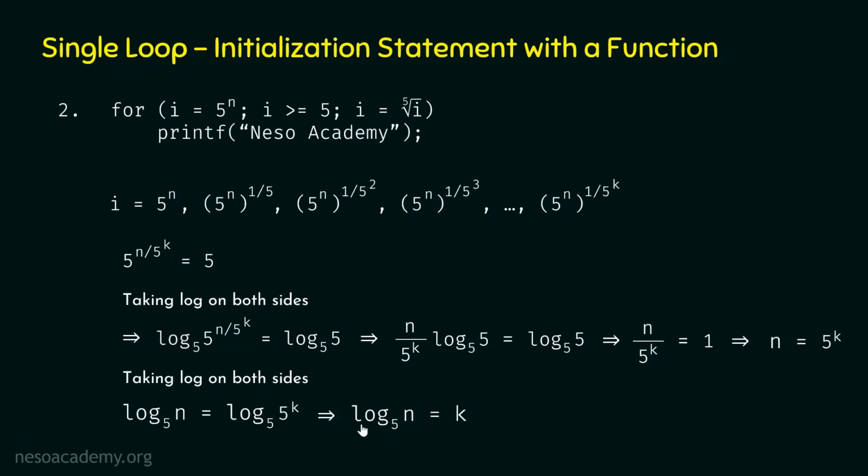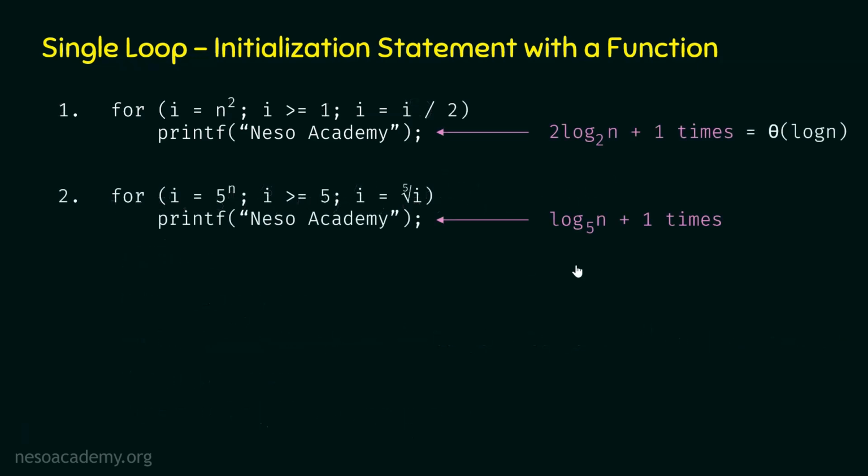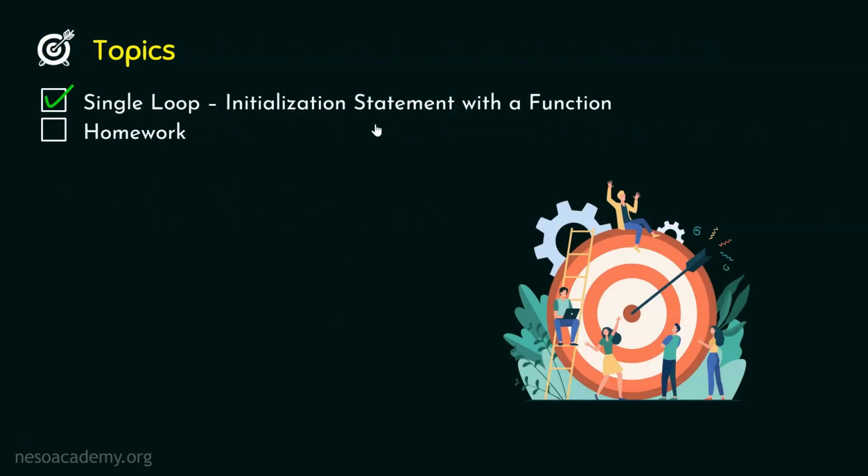Now the value of k is in terms of n. So this statement will run log n base 5 plus 1 times. And again, this means the time complexity is theta of log n. The best case and the worst case time complexity of this for loop is log n. So with this, I hope it is clear how to find the time complexity of single loops, where in the initialization statement, we have a function. So with this, we are done with this topic.